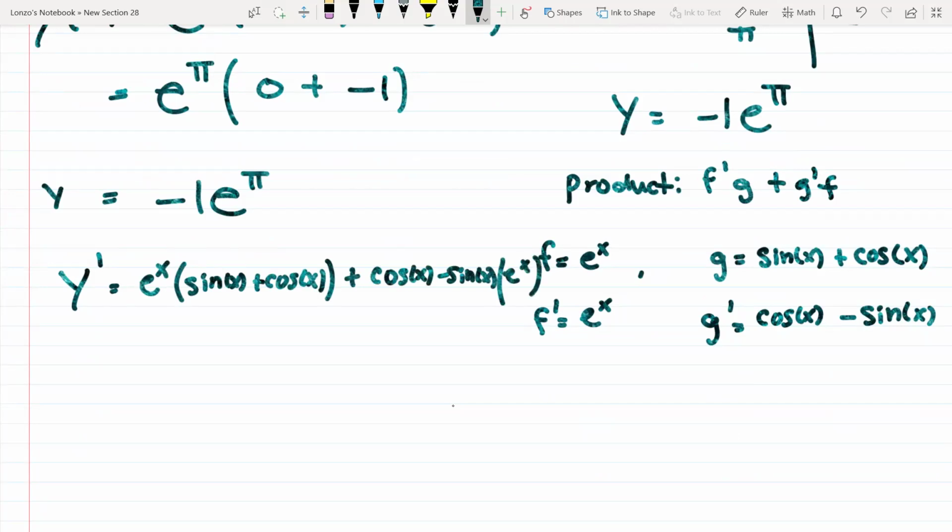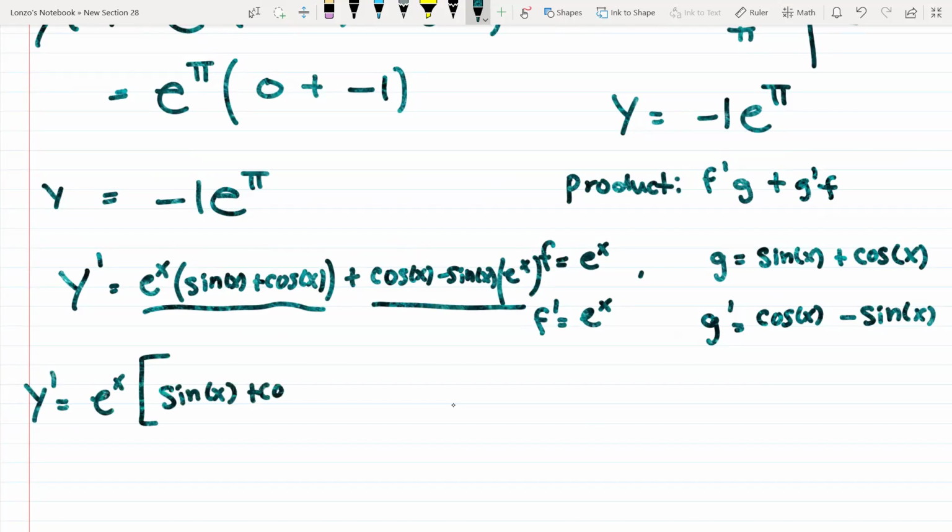So what can I do? Is there anything I can simplify or even take out? I think we can take out an e to the x, since we both have an e to the x, because this whole thing is one term and this whole thing is one term. So I'm going to do that and see if that makes it easier. If I factor out an e to the x, I get sine of x plus cosine of x, plus cosine of x minus sine of x.